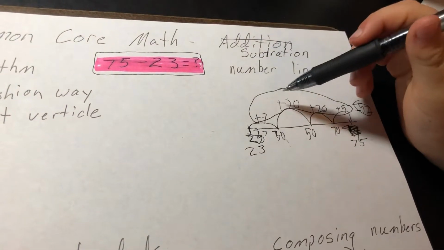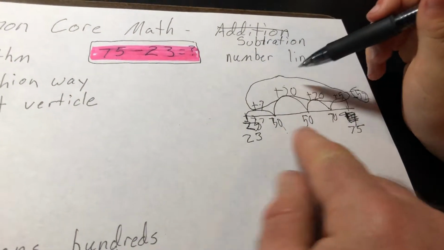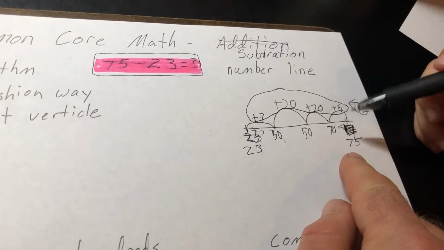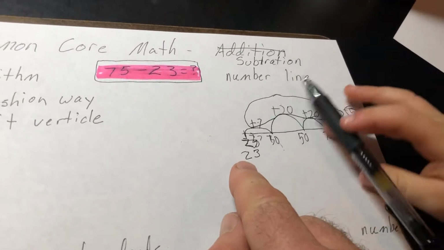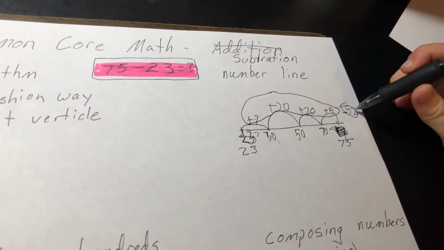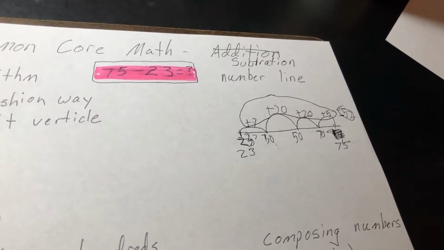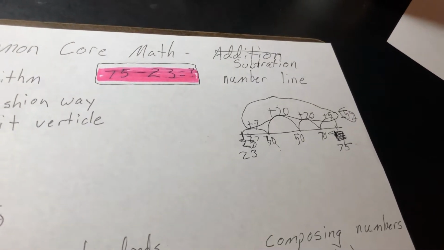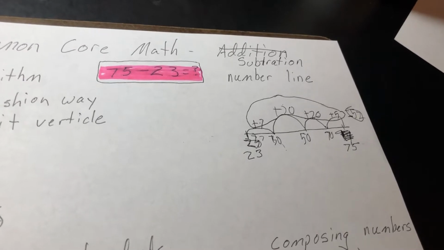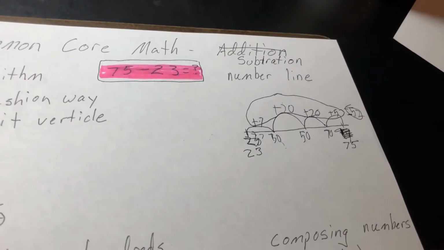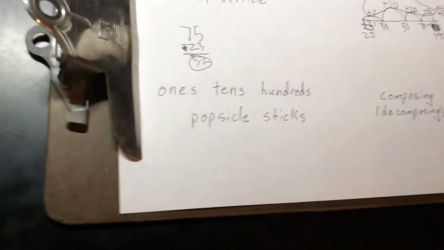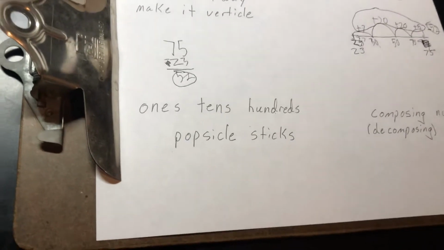Okay, so 75 minus 23 equals 52. Good. Or you could say there are 52 jumps between 23 and 75. Yep. Nice job. All right, let's try that same problem with popsicle sticks.